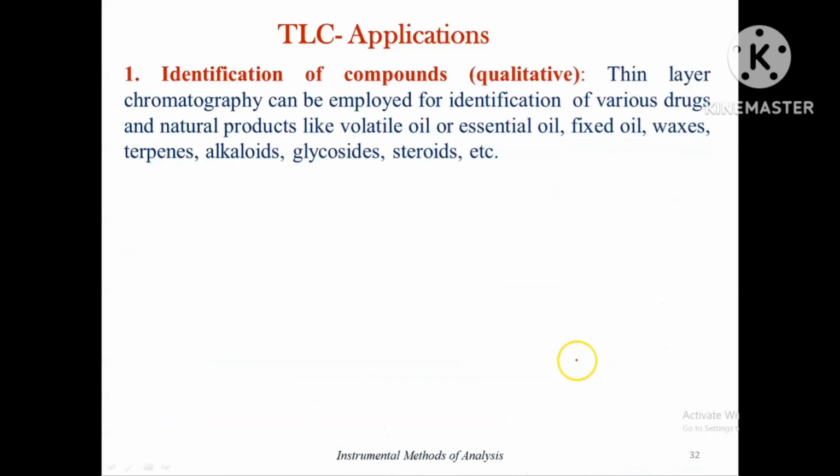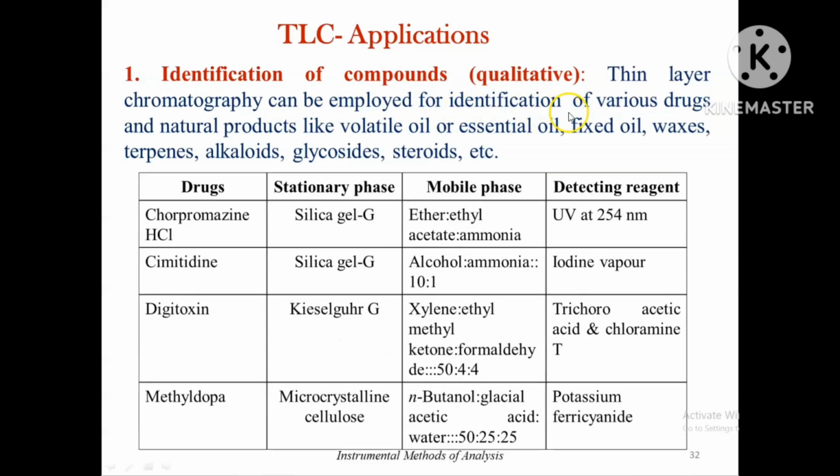Applications of TLC. One of the most important applications of TLC is identification of compounds. TLC can be employed for the identification of various drugs and natural products like volatile oils or essential oils, waxes, terpenes, glycosides, and so on. For example, for chlorpromazine, a combination of silica gel and a mobile phase containing ether, ethyl acetate, and ammonia is used as stationary and mobile phases, while for detection, UV absorbance is recorded at a given wavelength in nanometers. Like this, the combination of stationary and mobile phases and the method of visualization or detection should be selected depending on the nature of the sample to be identified. A list is given in this table.